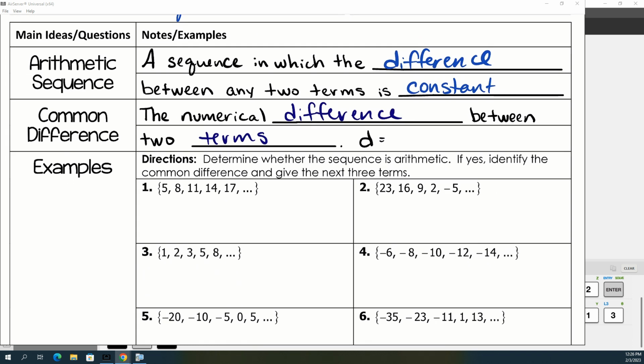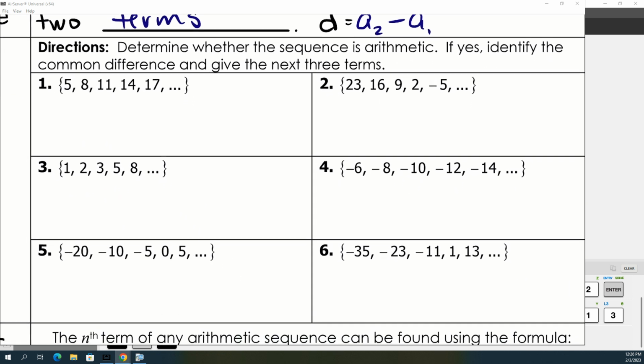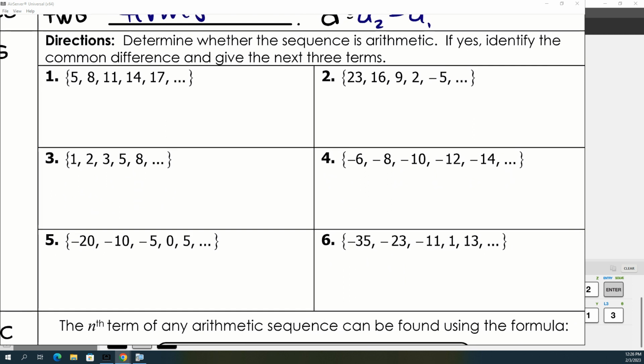And to find it, you can take a term, so let's say the second term, and subtract the first term from it, or take any term and subtract the previous term from it. That's going to give you the common difference. Now, sometimes you can just look at it and tell what the common difference is right away. Sometimes, especially with some negatives or if there's fractions or decimals, it's a little more difficult to figure it out. But on this first example, what we're going to do is just determine if it's an arithmetic sequence, which means it has to be going up by the same amount or going down by the same amount. Determine that common difference if it is arithmetic, and then give the next three terms.